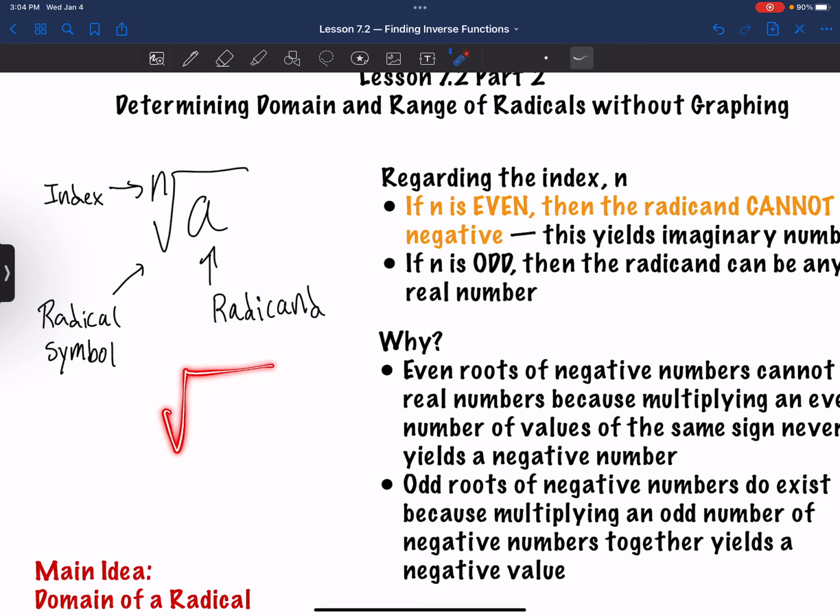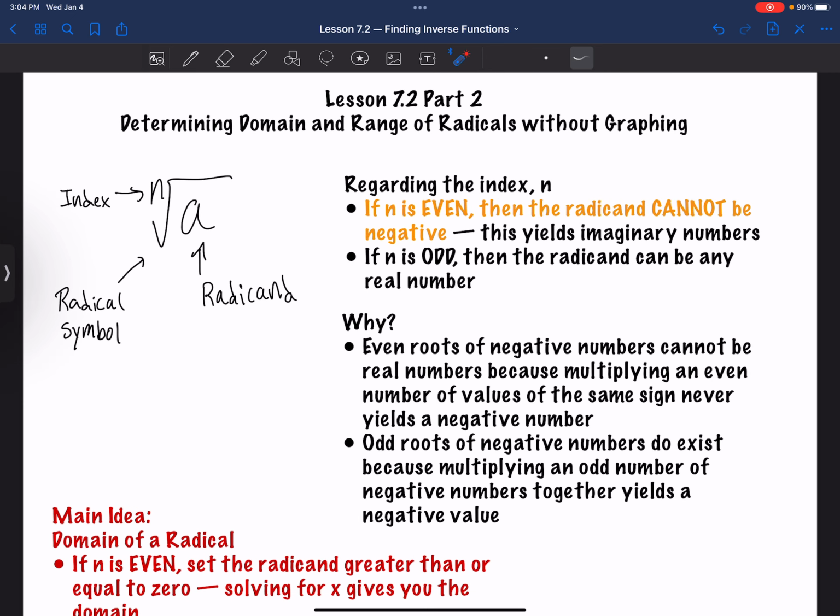So I might have the square root of a. I could have the cube root of a. I could have the fourth root of a. And I think you understand, and so forth. Keep in mind, if n equals 2, then that is square root of a. Whenever you see the square root, it is implied that there's a 2 there. If you ever see this, that is a square root, okay?